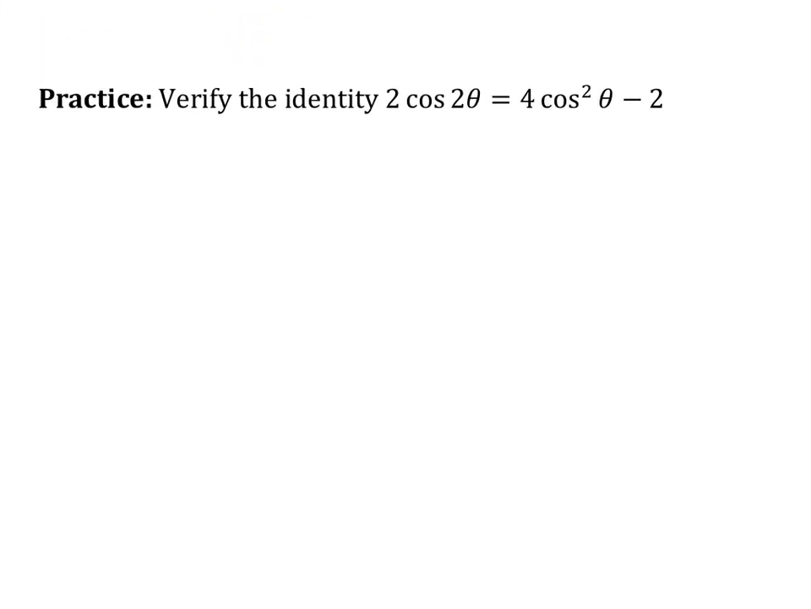All right, so now let's have you try. Verify that 2 cosine 2 theta is 4 cosine squared minus 2. I think this one's pretty easy. You should probably get to the answer really quickly. So go ahead and try this one.